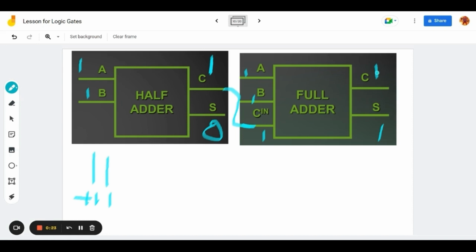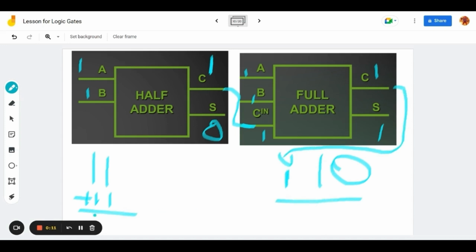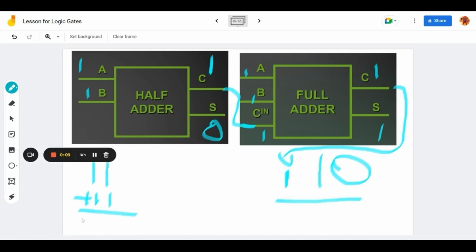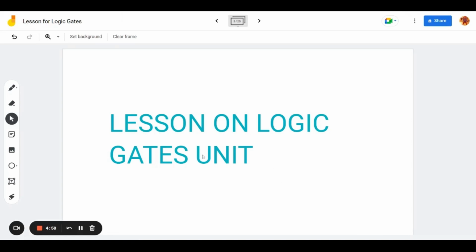So the answer would again be the same. So the first sum here is 0, the sum here is 1, and because there's nothing to carry on, this just becomes a sum. So this becomes 1 1 1 0, and again if we do it, it becomes 1 1 0, and that's it. That's how you do half adders and full adders, and that's the end of the logic gates lesson. Thank you.